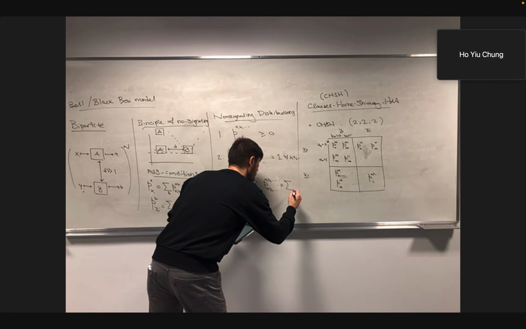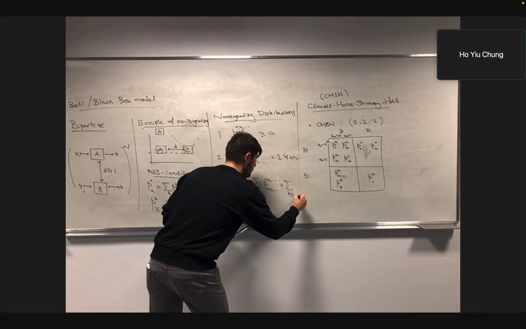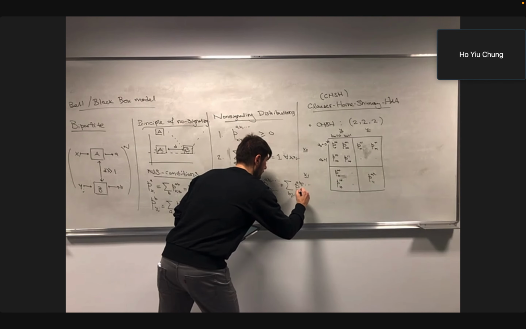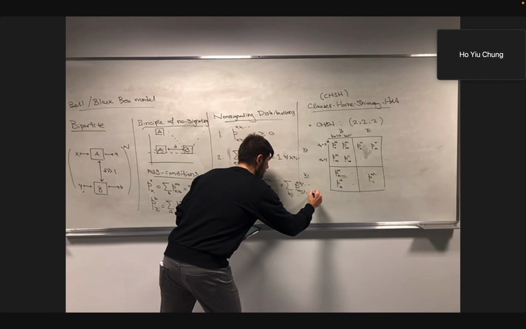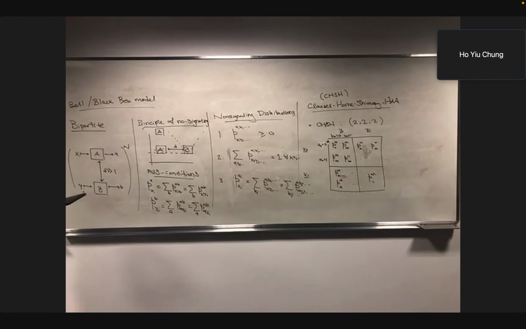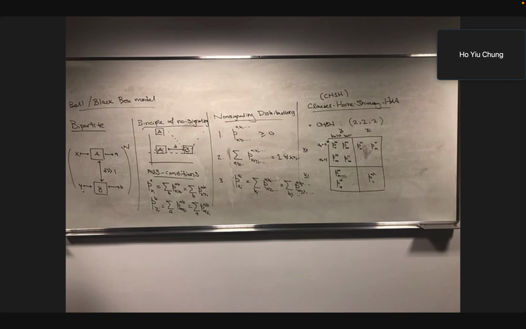And now I will try to be as lazy as possible to not write this down. So bj prime, P(ai, bj prime | xi, yj prime), and so on and so forth. And then there's more like this. So these are 3 basic properties that no signaling distributions should obey. So let's just look at some examples to see how this works.